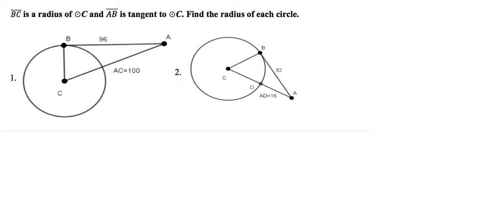The information that we're given here is that BC is a radius of circle C and AB is tangent to the circle. So from that bit of information, that AB here is tangent to the circle, it's going to be tangent at this point. That angle there must be 90 degrees. Also, let's add another point here. Let's call that D.